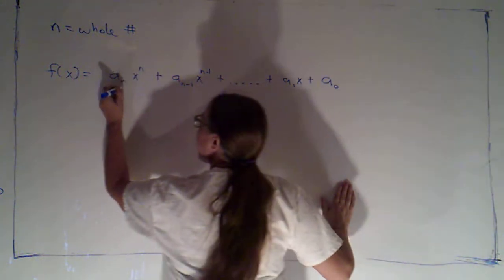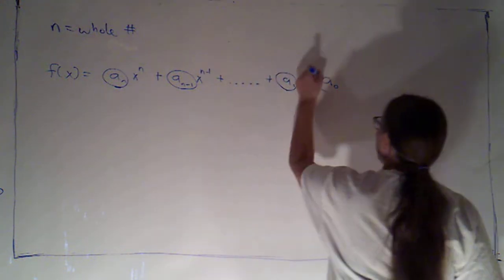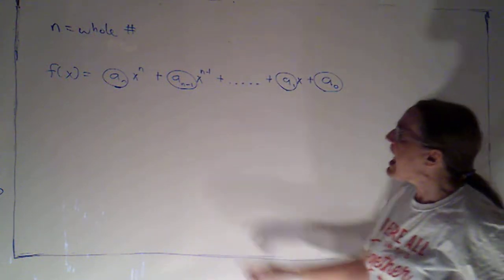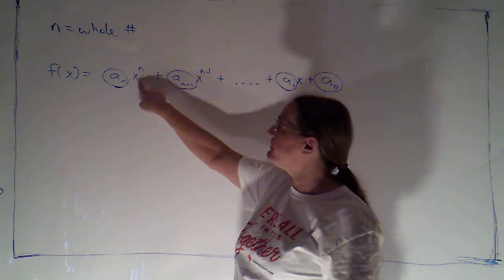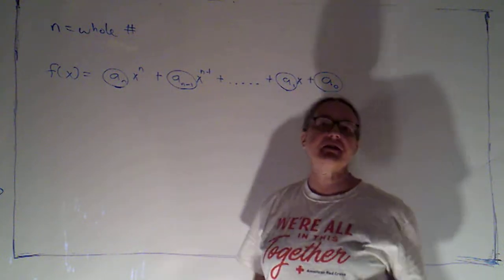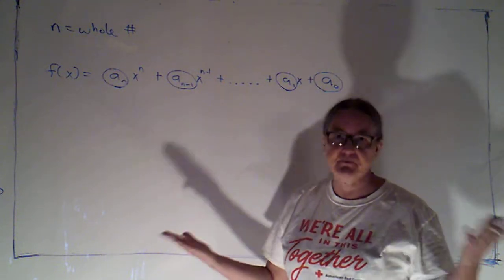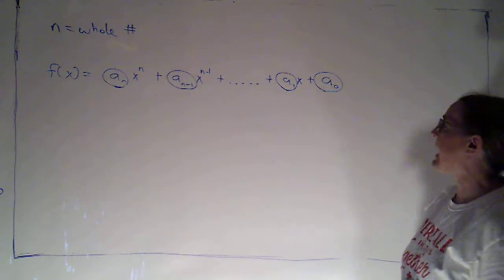Now, these numbers a with a subscript, these are just my coefficients, or my constant term. And the subscript just tells me a sub n, that's the coefficient for the nth power of x. So a sub 5 would be the coefficient for x to the 5th. So it just gives me a generic way of writing that.